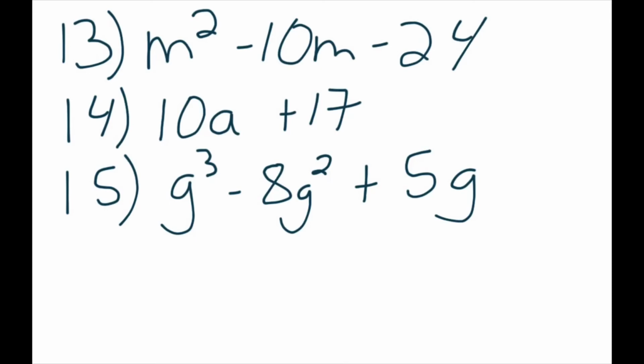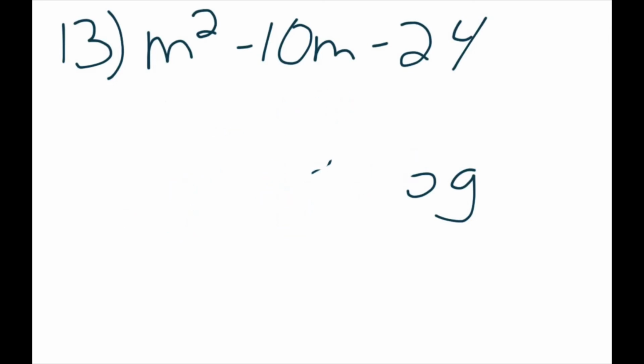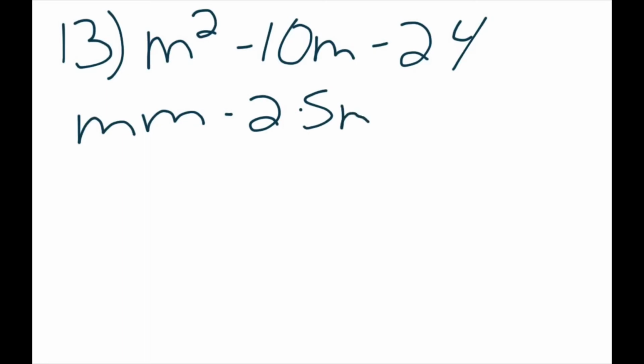Let's look at number 13. The first thing I need to determine is whether or not there is a GCF. Let's write it all out. m minus 2 times 5m minus 2 times 2 times 2 times 3. And we can clearly see there's not a GCF there. Let's go ahead and erase that.